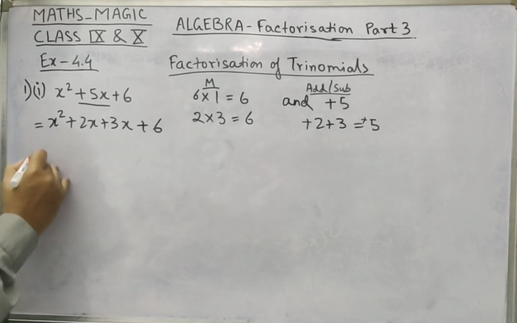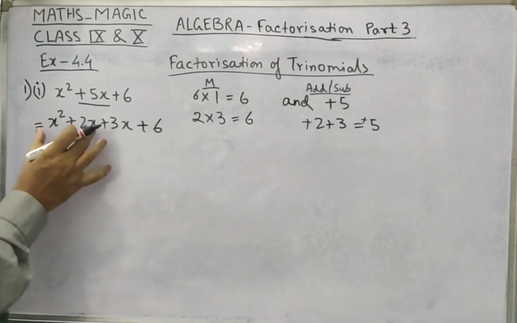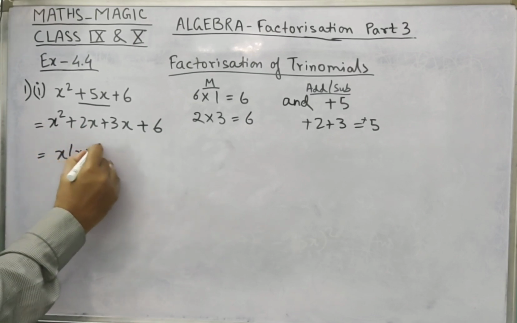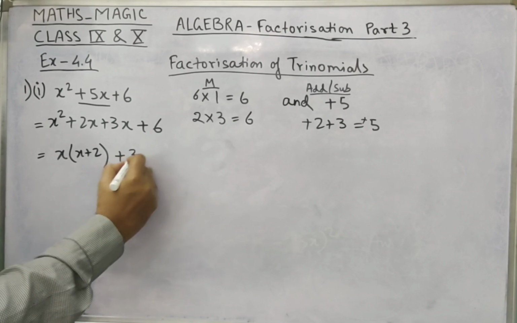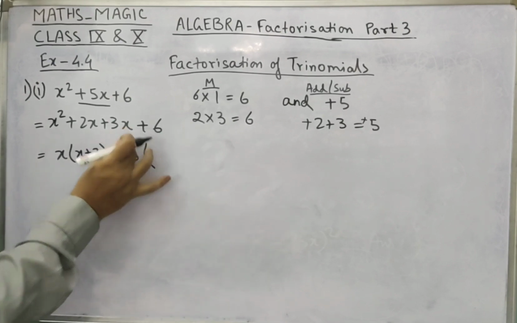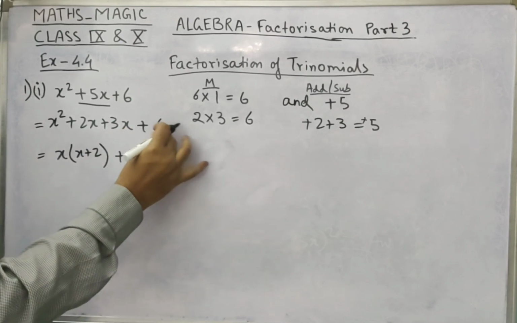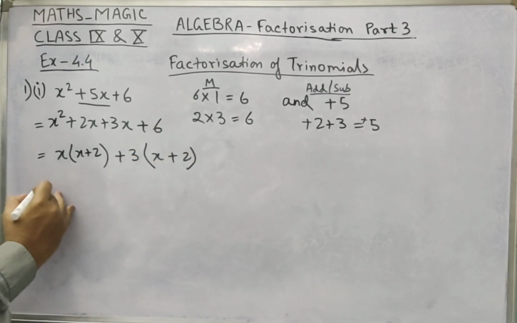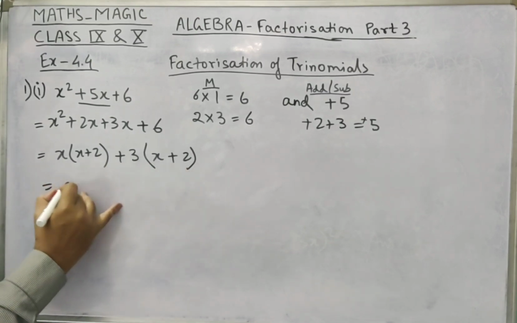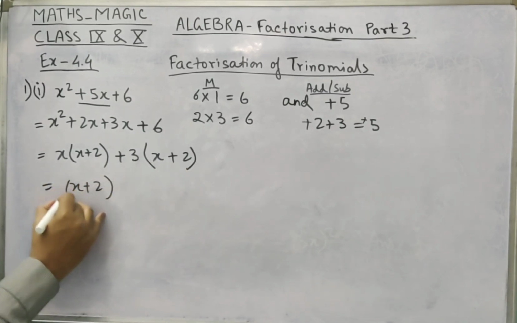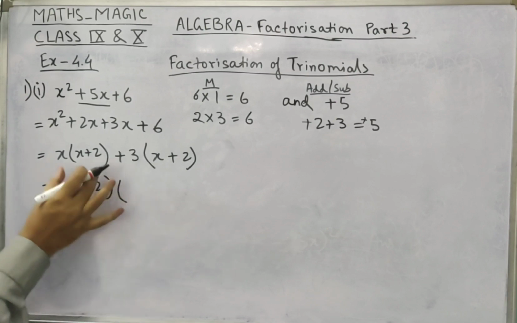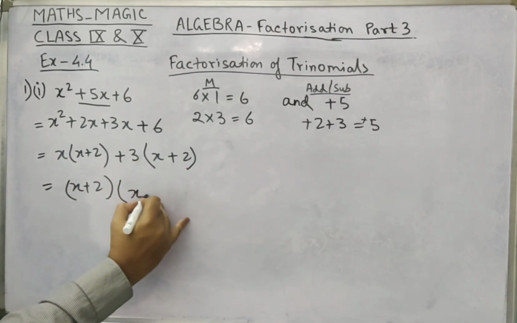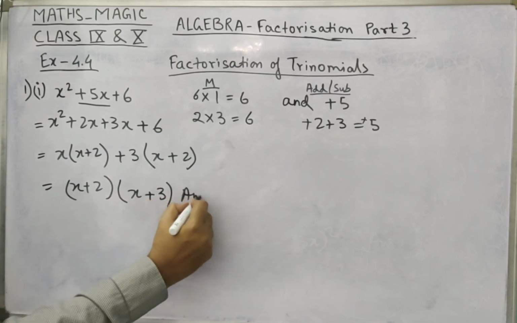Now the same way, you take x common in between the first two, so you will be left with x plus 2, and here you take 3 common, so 3x by 3 you get x, 6 by 3 you get only 2. So now in these two you take x plus 2 common, so you're left with, this whole divided by this, you're left with 3. So this is your answer.